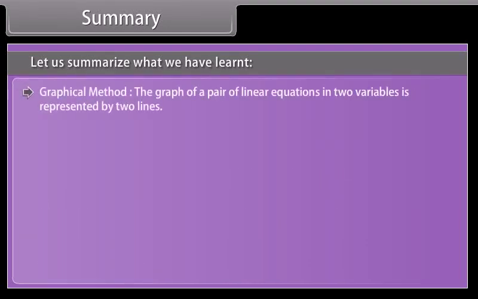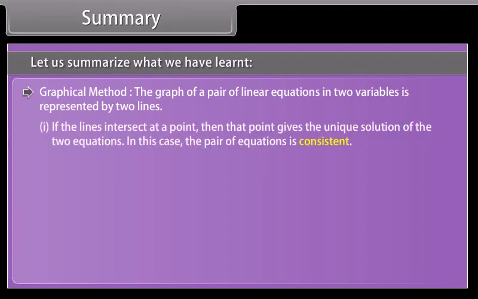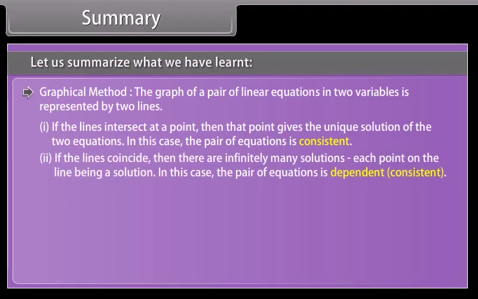Graphical method. The graph of a pair of linear equations in two variables is represented by two lines. 1. If the lines intersect at a point, then that point gives the unique solution of the two equations. In this case, the pair of equations is consistent. 2. If the lines coincide, then there are infinitely many solutions, each point on the line being a solution.